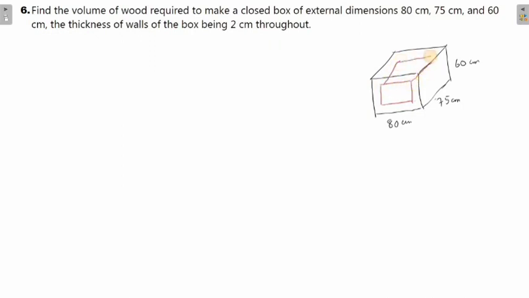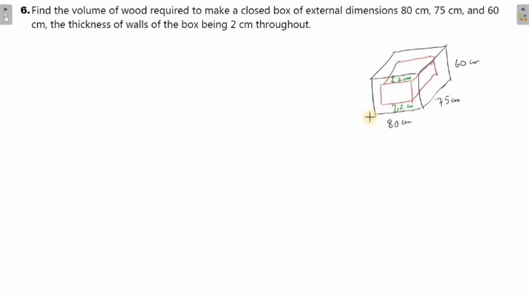So this is the rough diagram. Please do not think that this is the original diagram. And you know that this red colored one will be the hollow cuboid. Outside we will have the solid cuboid, and inside this cuboid will be hollow, isn't it? Now it is given that the thickness of the wood is 2 centimeter, so this thickness is 2 centimeter. Similarly from top also, since it is closed, so from top also it is 2 centimeter.